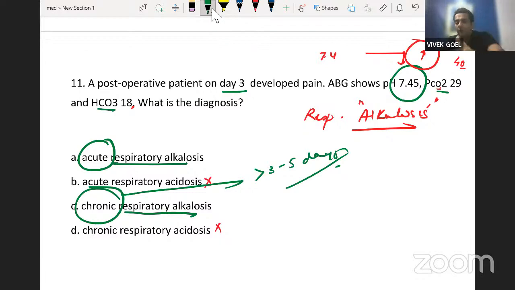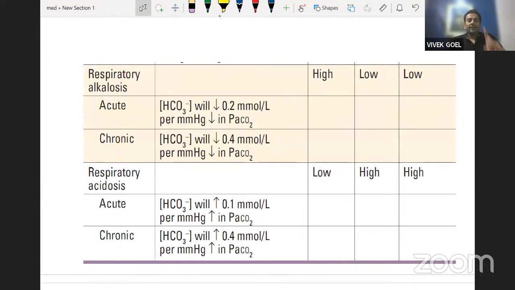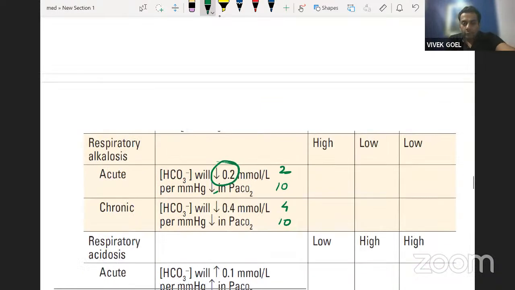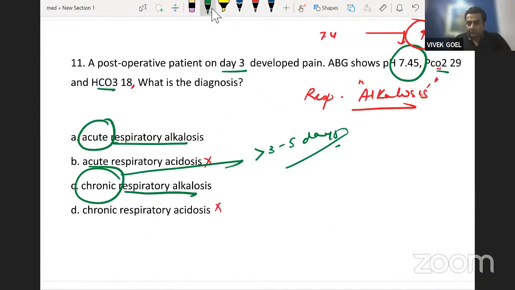But if you try to solve this ABG further, if you try to see the compensation, please understand this table from Harrison's. In acute respiratory alkalosis, the bicarb will decrease by 0.2 per 1 mmHg fall in PaCO2. So for example, if the PaCO2 falls by 10 mmHg, bicarb will decrease by 2. In chronic respiratory alkalosis, if the PaCO2 falls by 10 mmHg, the bicarb will decrease by 4 millimoles per liter. So here the PaCO2 from 40 has become 29, so almost the PaCO2 has fallen by 10. Almost, yes or no?